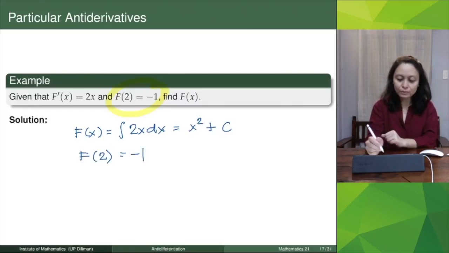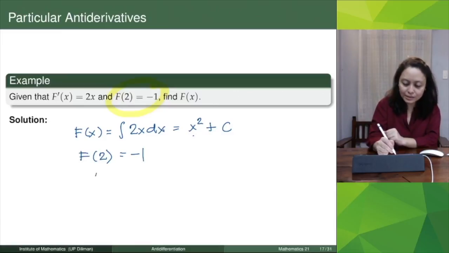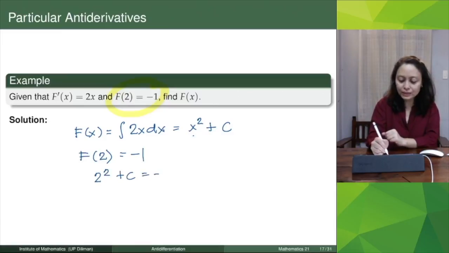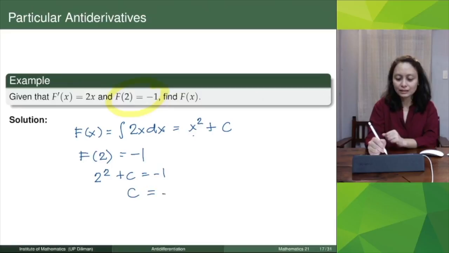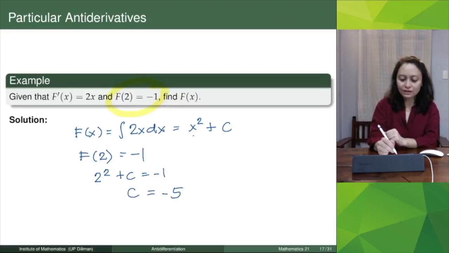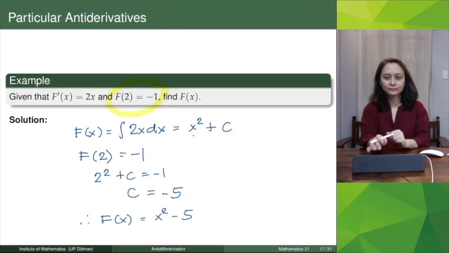F of 2, papalitan natin yung x ng 2. So 2 squared plus c is equal to negative 1. So solving for c, you have negative 1 minus 4. C is negative 5. Therefore, f of x is equal to x squared minus 5. Okay?